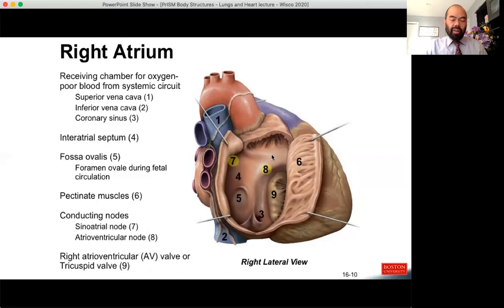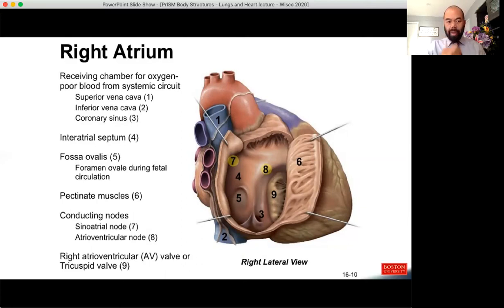And then if we look at the cardiac conducting regions, 7 locates where the sinoatrial node is typically located, and 8 is where the atrioventricular node is typically located. These structures are, or I should say these numbers designate areas. They don't designate actual structures.